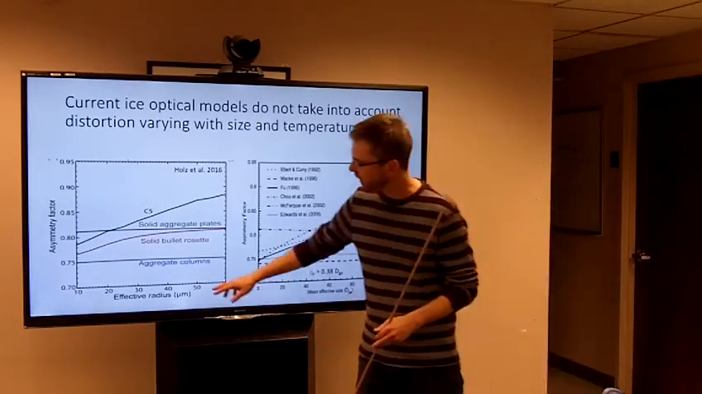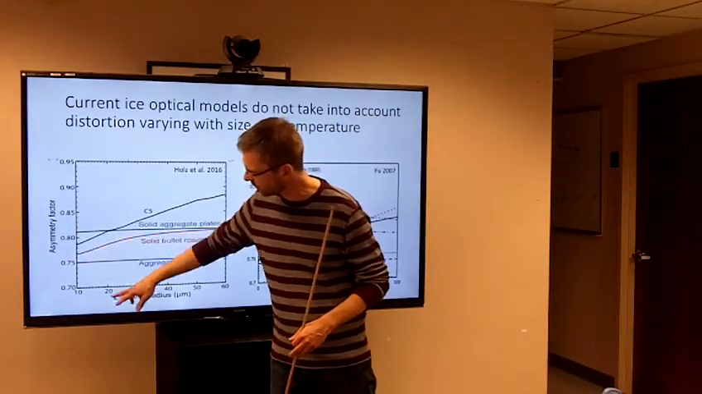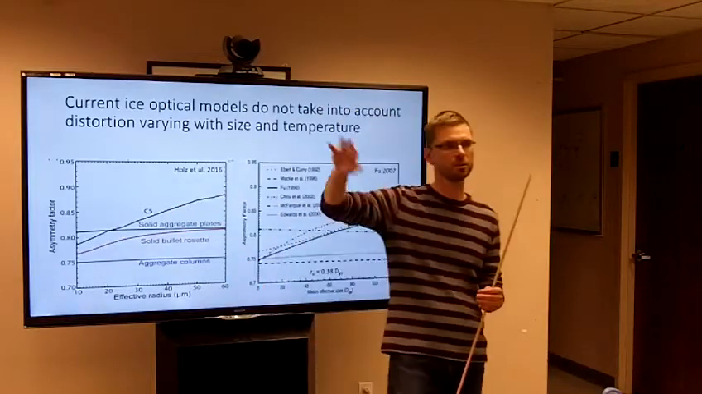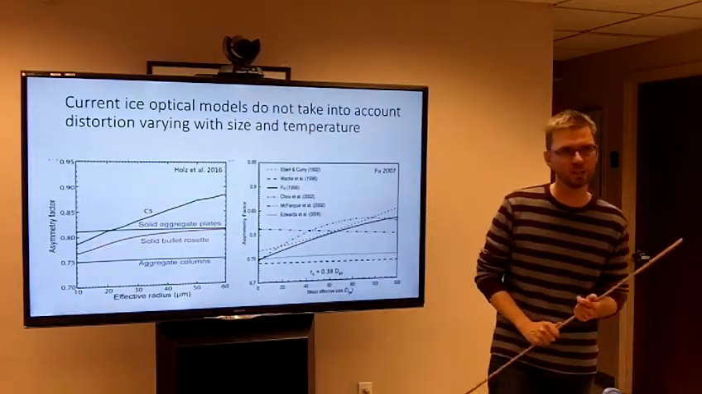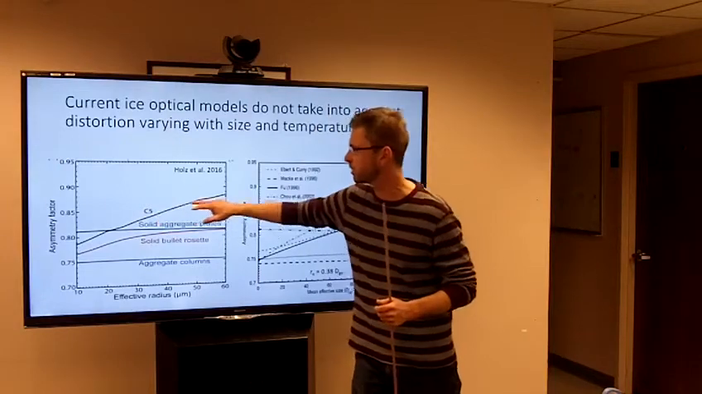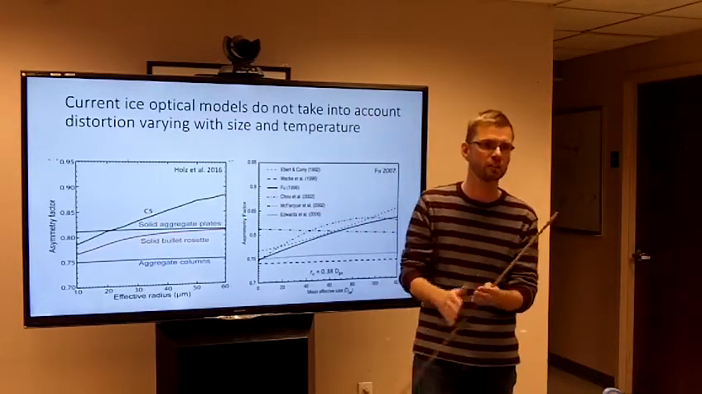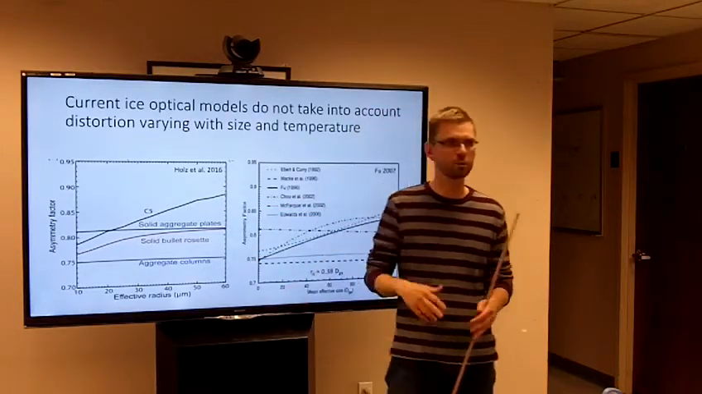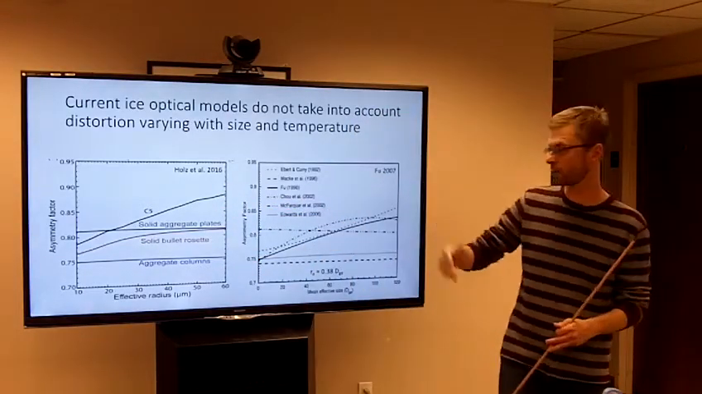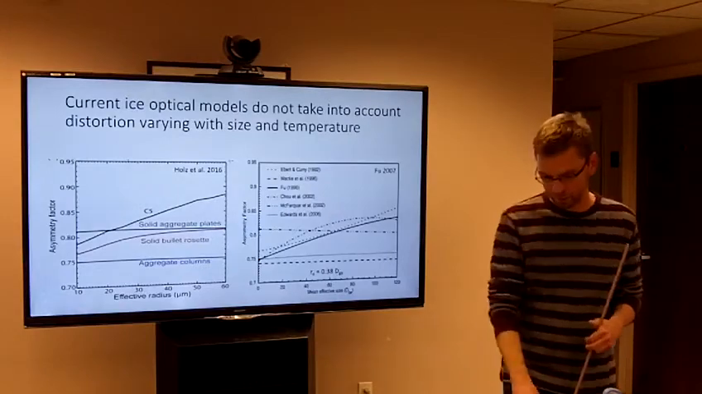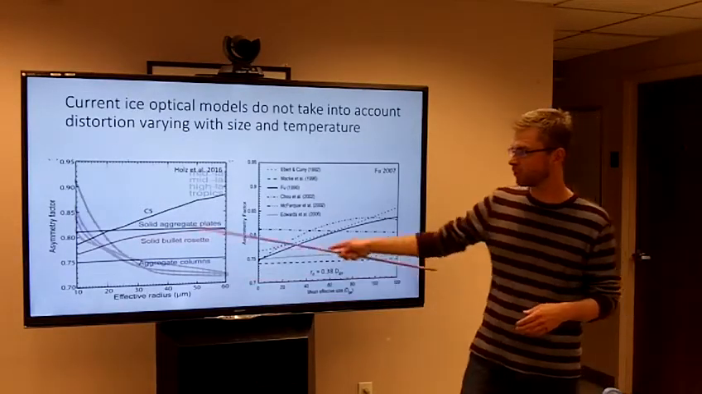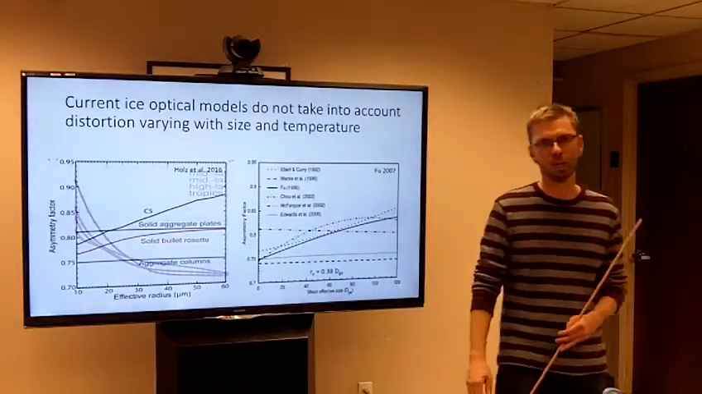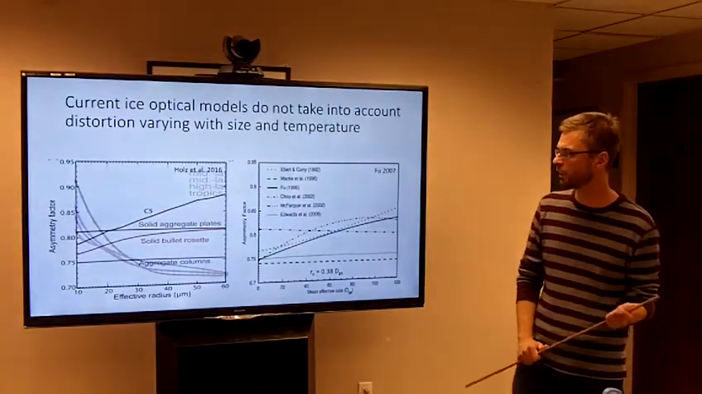Also, if you look at the symmetry parameter as a function of size, many of the models have a symmetry parameter that increases with size, and that's because the shape changes. You get more flatter plates, for instance, added to this mixture as you increase the size, and that's why the asymmetry parameter goes up. But if I overplot my retrievals, then you really get the other behavior. It's really the other way around.